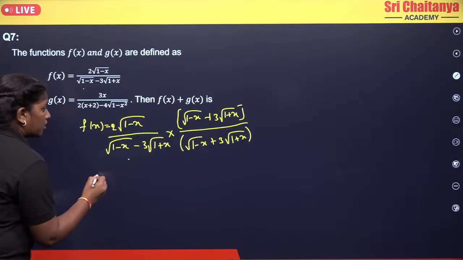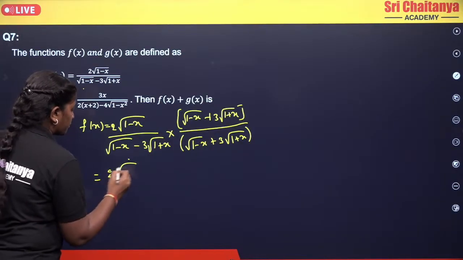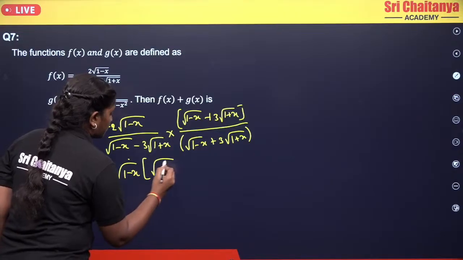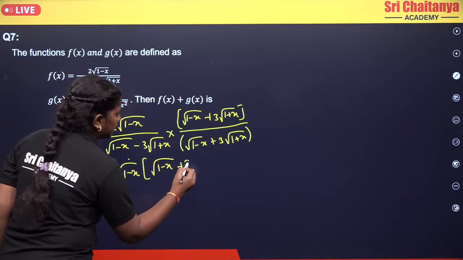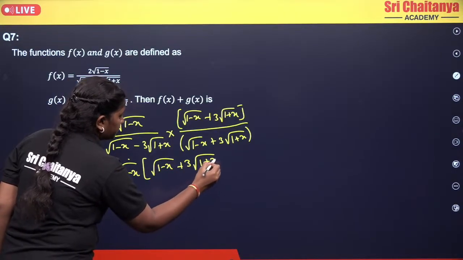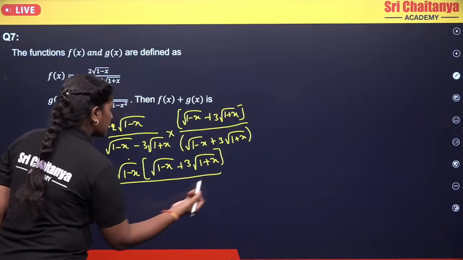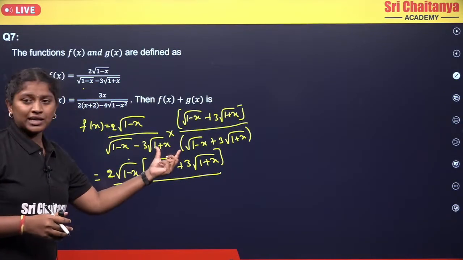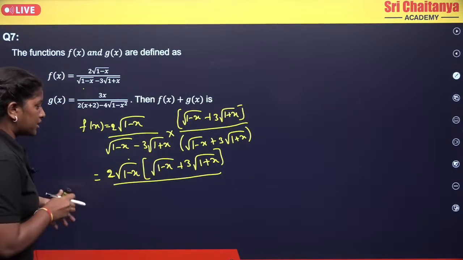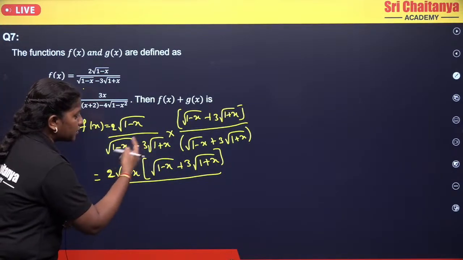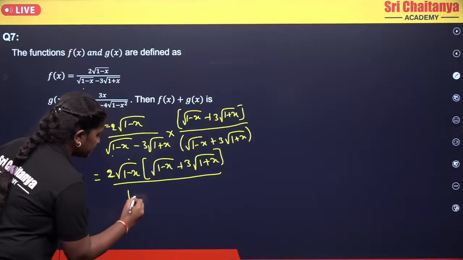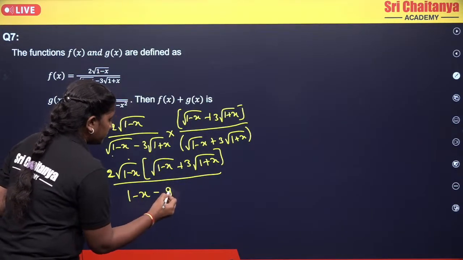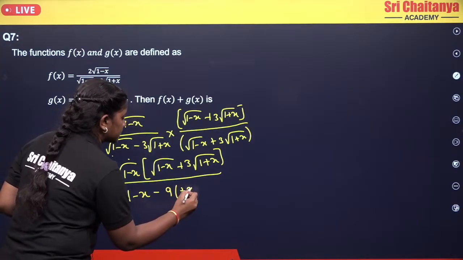Okay. Now coming to here, it will become 2 into root of 1 minus x into root of 1 minus x plus 3 into root of 1 plus x by, so now in the denominator you will have the form of a plus b into a minus b. So you can use a square minus b square. So after taking a square minus b square, your square root will get cancelled. So 1 minus x minus 3 square will give you 9 into 1 plus x.